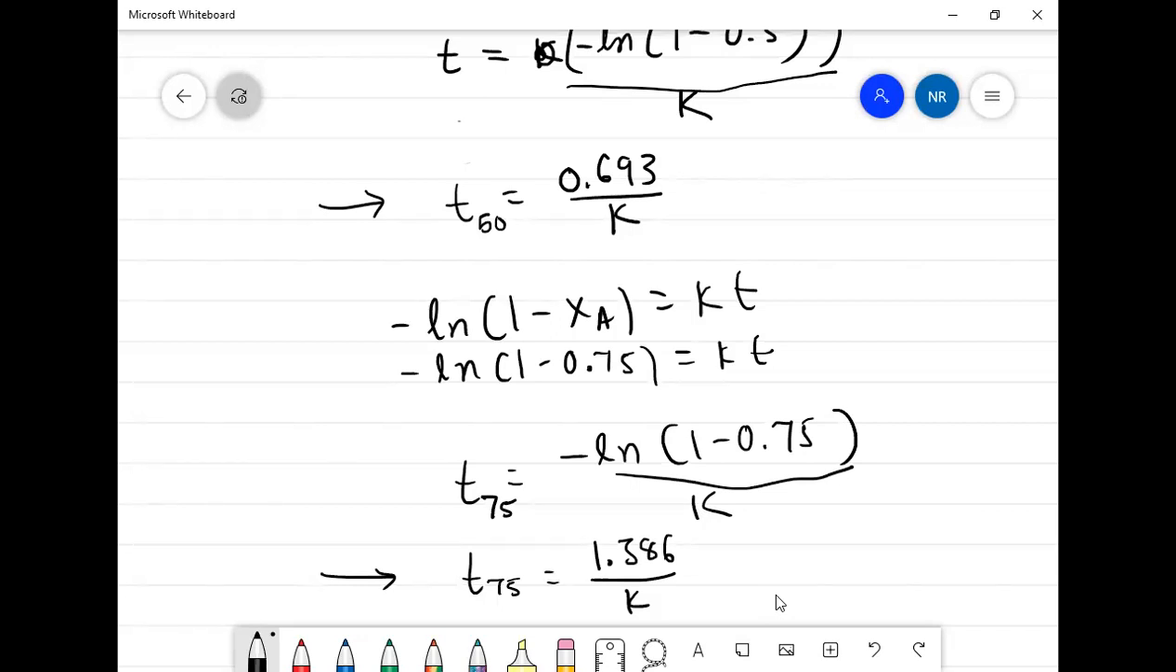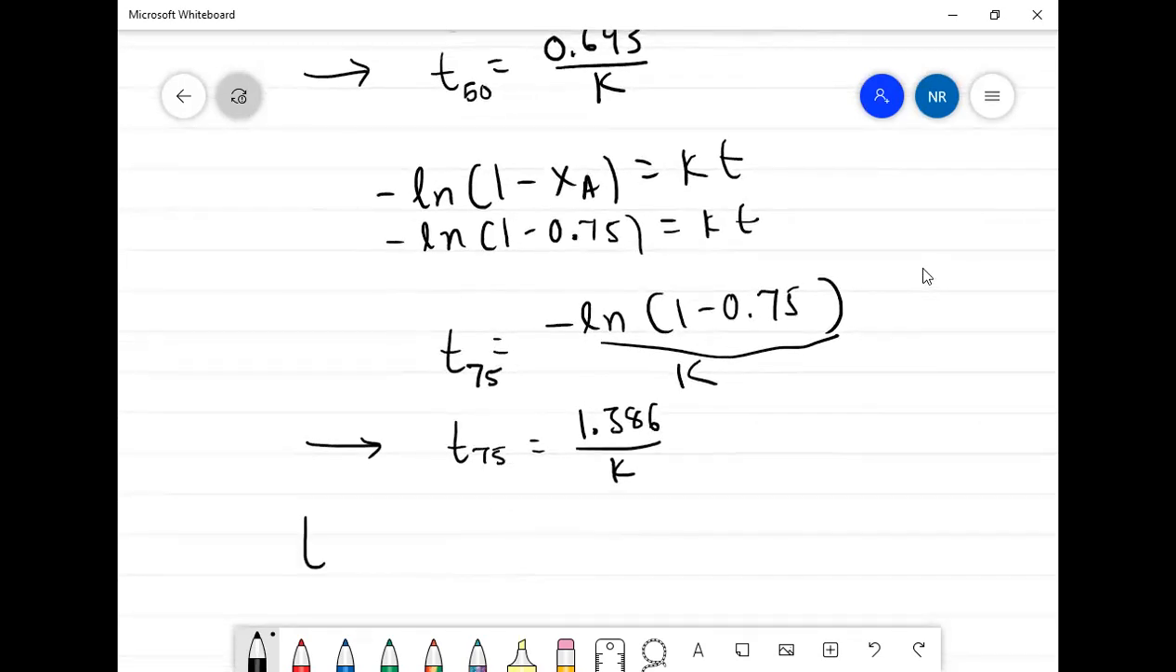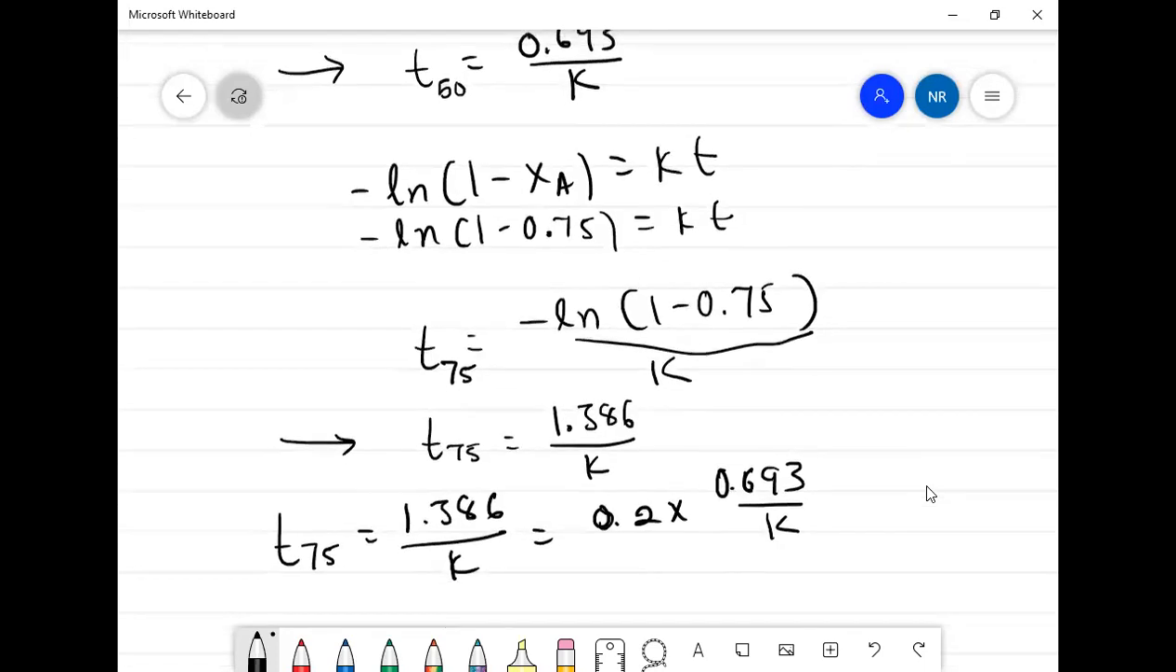If both results match, we had to prove it, so it is proved. So T75 is equal to 1.386 divided by k, which is equal to 2 multiplied by 0.693 divided by k. Done. So we have proved it.